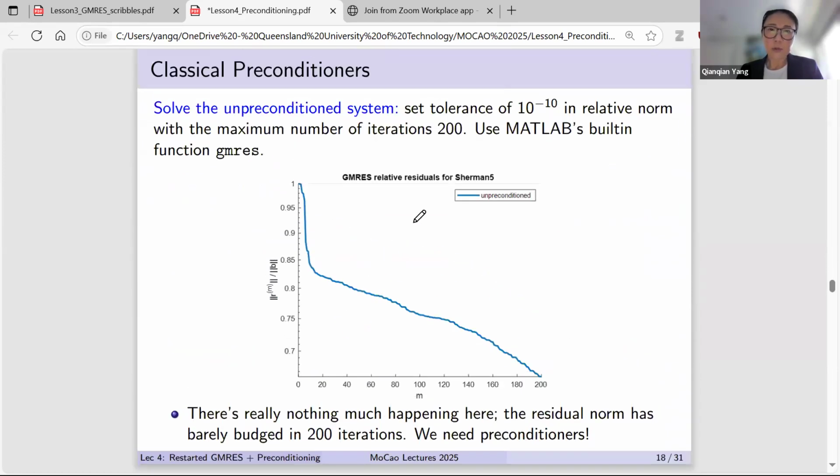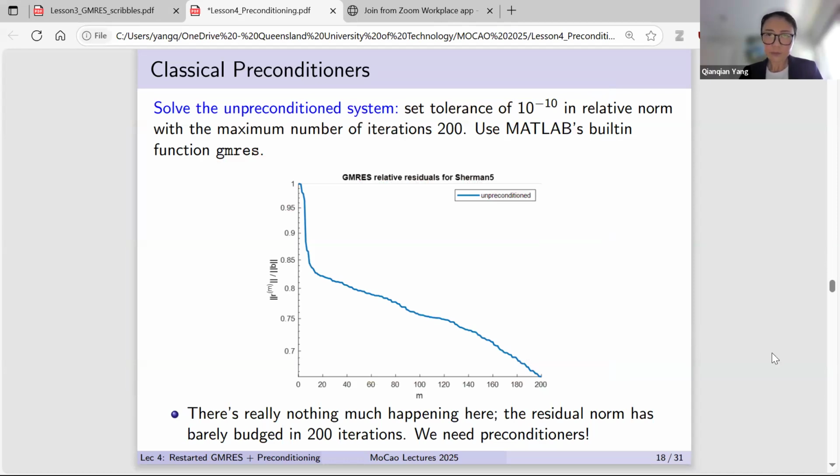For this problem, as you can imagine, if we use no preconditioning and just solve the original problem with the tolerance set to 10 to the -10, and the maximum number of iterations set, then over 200 iterations the relative residual doesn't go down very much. So not much is happening. How can we save this problem? We need preconditioners.